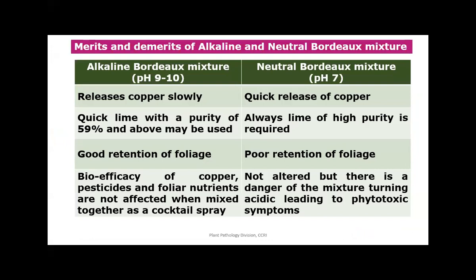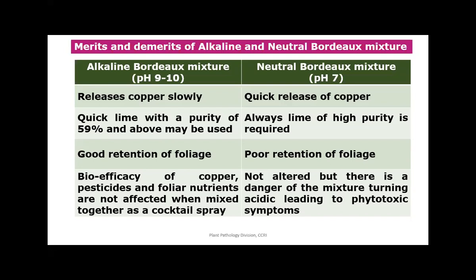When we use alkaline Bordeaux mixture, having a pH of 9 to 10, when it is sprayed on the plants, as I said earlier, it releases the copper slowly. Weathering of copper deposited on the leaves is very slow. Whereas in the case of neutral Bordeaux mixture, there is quick release of copper. Also, quick lime with purity of 90% and above may be used in the case of alkaline Bordeaux mixture, whereas in the case of neutral Bordeaux mixture, lime of high purity is always required.